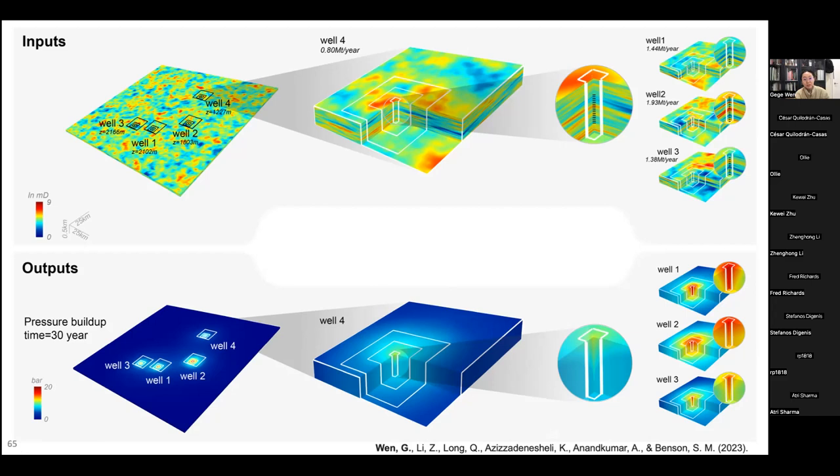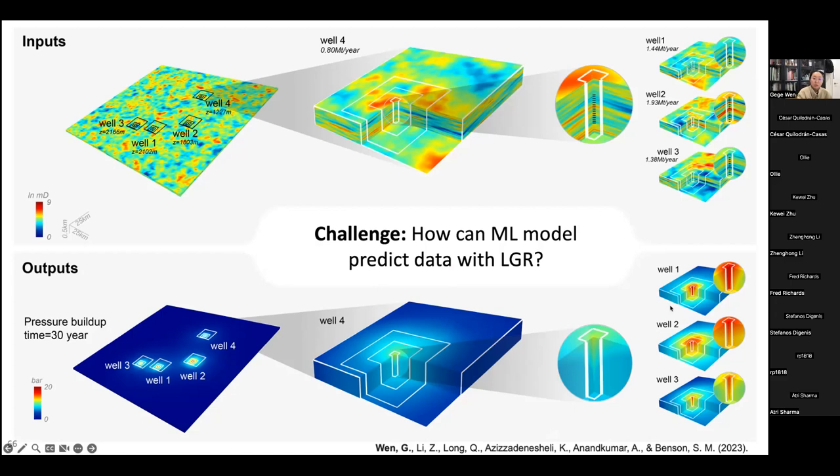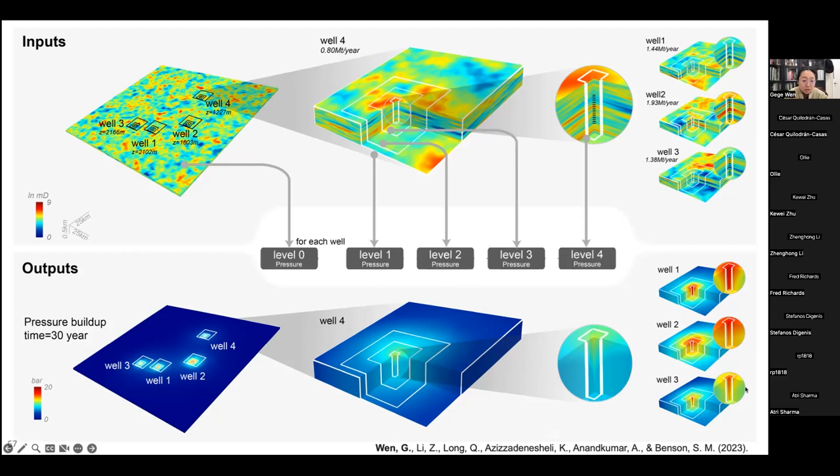So now the challenge becomes, can we train a machine learning model that can predict data with these local grid refinements? To tackle this challenge, we propose this architecture with five different levels of models. At level zero, we are predicting for the coarsest grid cells. As we go from level zero to level four, we gradually refine the grid cells, and at level four, we are predicting the finest grid cells near the injection well. To make these models talk to each other, we give the output of each coarser level model to each finer level model.